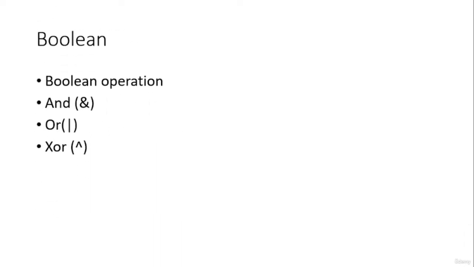The next operator is the Boolean operator. Boolean operators are used when you want to perform Boolean operations on particular Boolean values. There are three types: AND, OR, and XOR. The truth table of these values will be the same. If you studied mathematical Boolean algebra, you will be able to understand this, and we will explain it when the tutorial video comes.